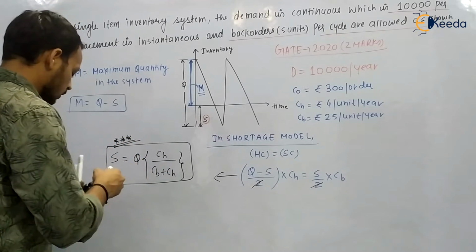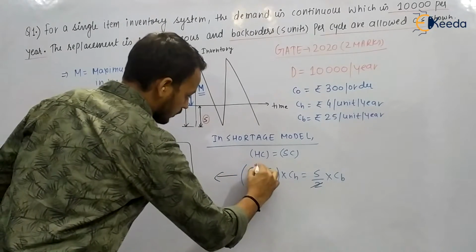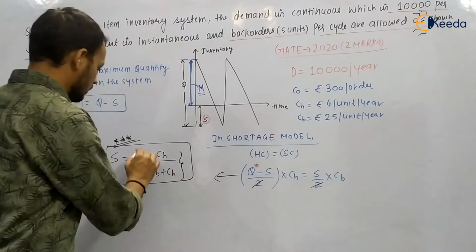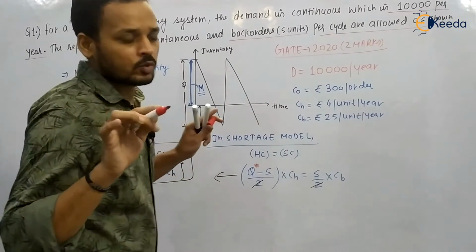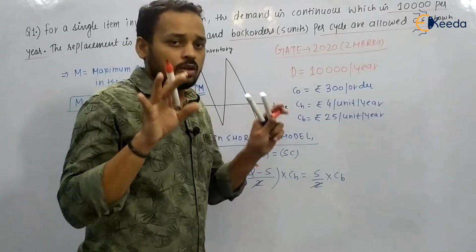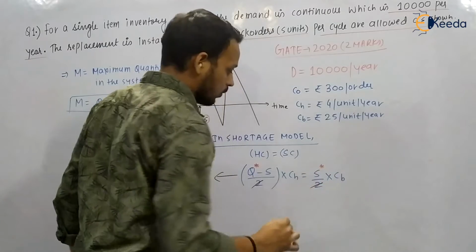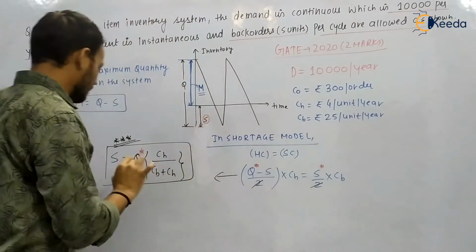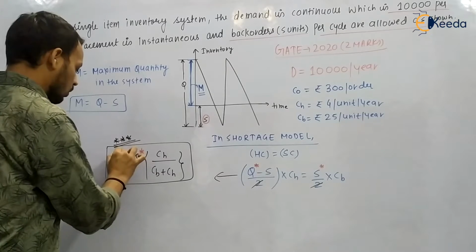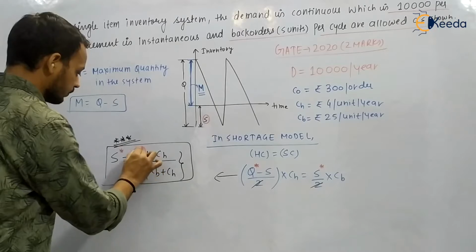So what is Q? Based on the cost minimization criteria, this is Q star, and the shortage is also optimum. Everything is based on the cost minimization criteria, so this is also optimum. This M is also M star. Everything is star, no need to worry, you can either put it or not. So you can find the Q star.